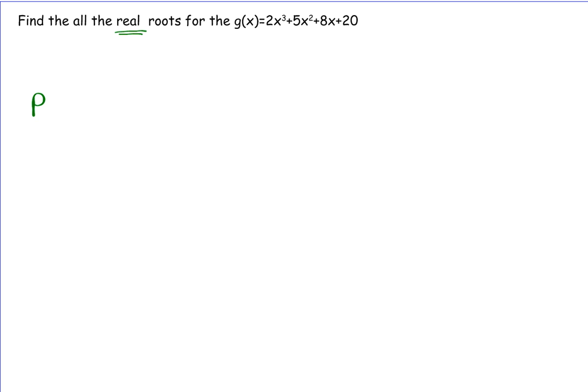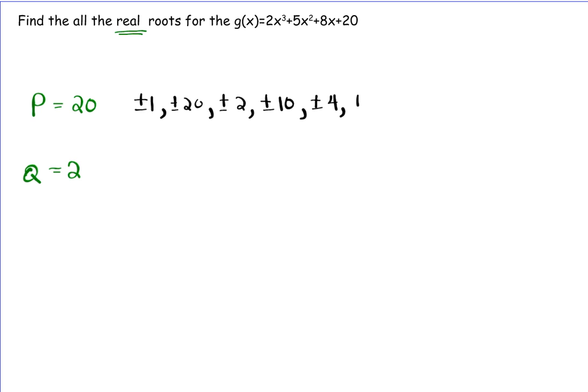So P is 20. Q is 2. The factors of 20 are plus or minus 1, plus or minus 20, plus or minus 2, plus or minus 10, plus or minus 4, plus or minus 5. And hopefully I didn't forget any. And the factors of 2 are plus or minus 1 and plus or minus 2.